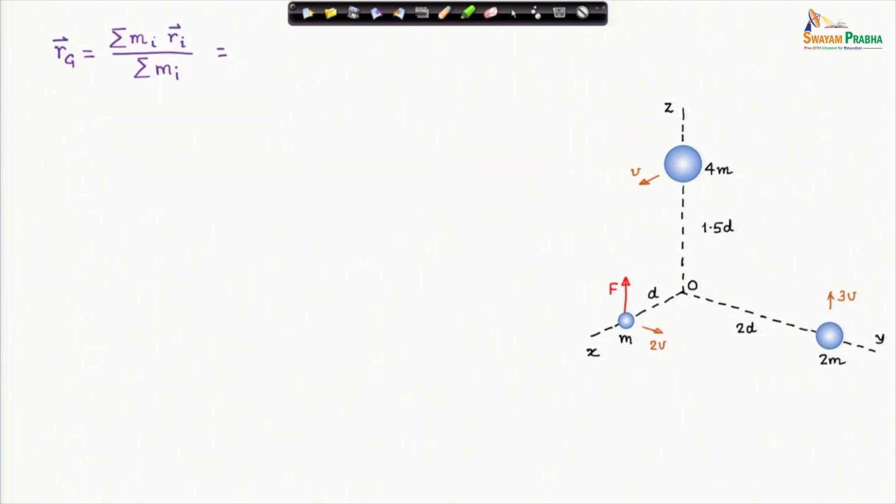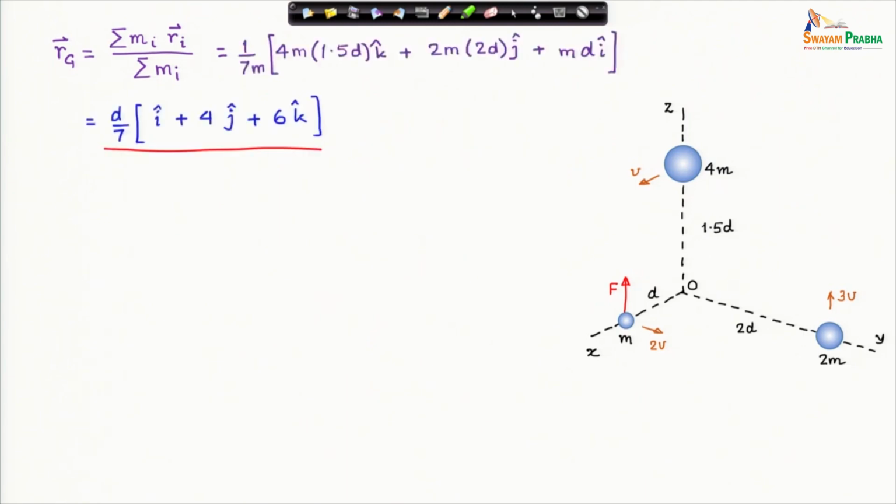First, we find out the center of mass. This is the definition of the location of the center of mass. Rg is the position vector of the center of mass, and it is given by the summation of m_i R_i divided by the summation of m_i, and if you just plug in the values and the vectors, you are going to get the position of the center of mass.